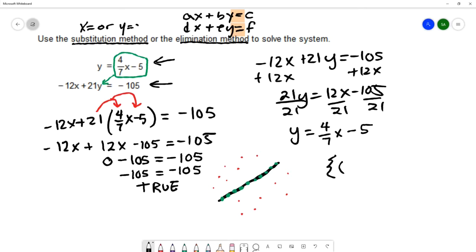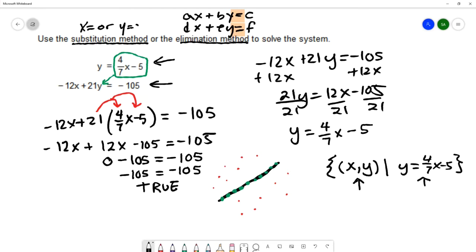Set builder notation is where we write curly braces. We are going to state here what the solution looks like, or what the items in the set look like. The items in this set are all ordered pairs, and these ordered pairs need to specifically be on the line y equals 4/7 x minus 5. So the way that we read this is that we have a set of ordered pairs, and those ordered pairs must be on this line.